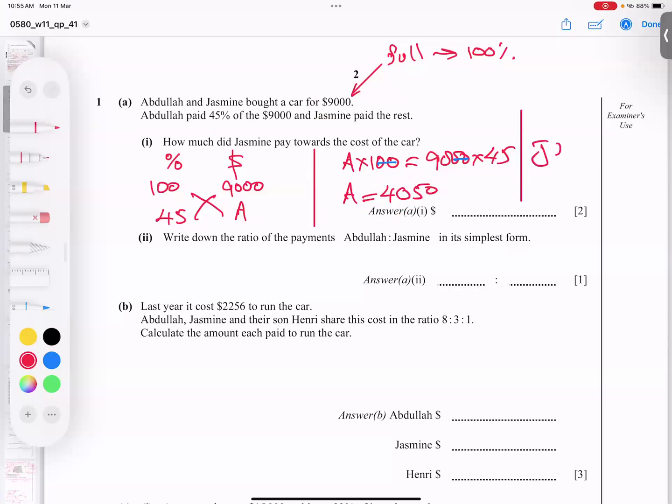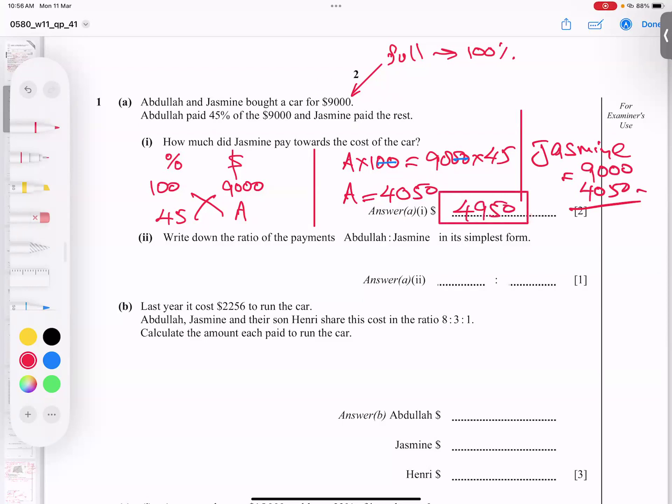So from 9,000 subtract, so how much will Jasmine pay? From 9,000, you must subtract 4,050. When I subtract from 9,000, we get $4,950. I think this is a clear approach.